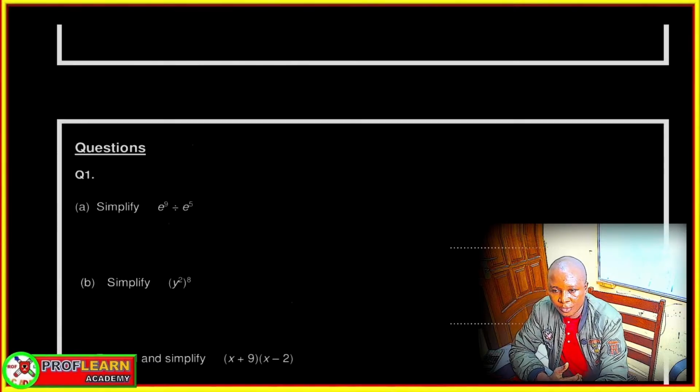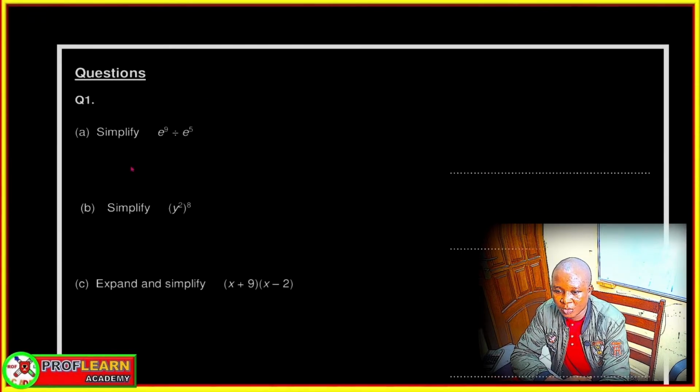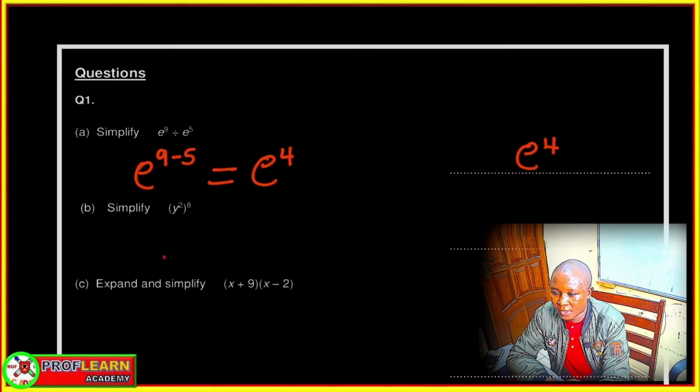For instance, you have to know how to work out questions to do with indices, because a question must be set from there. Indices and simplifying expressions. For instance, with this one you can see that when two variables of the same base having different powers are divided, you subtract the powers, and our answer is going to be 9 minus 5, which is 4. But if you have a bracket like y squared in brackets raised to power 8, you multiply the powers in such a case.